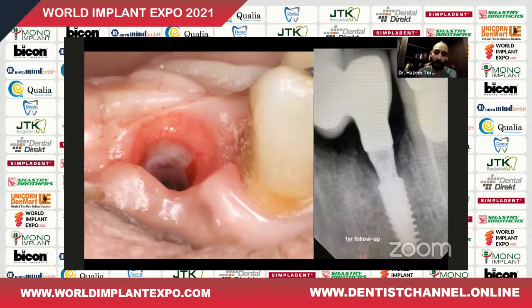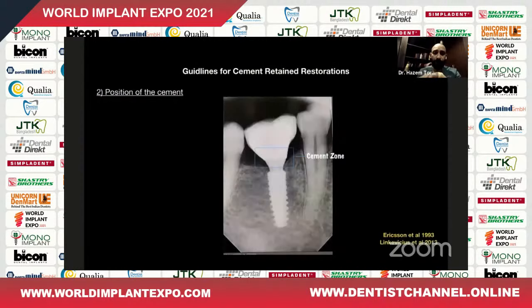Because this abutment gingival height was 5 millimeters, we can imagine that there is 5 millimeters of tissue protecting the osseointegration, or the crestal bone, from this excess cement. And that's why no problem happened in this situation.